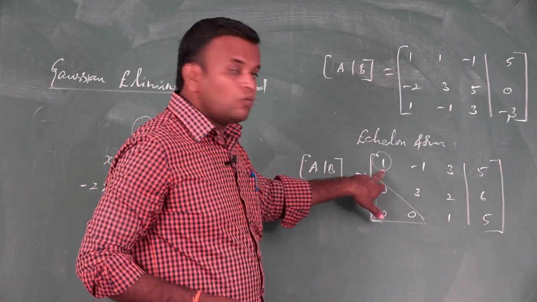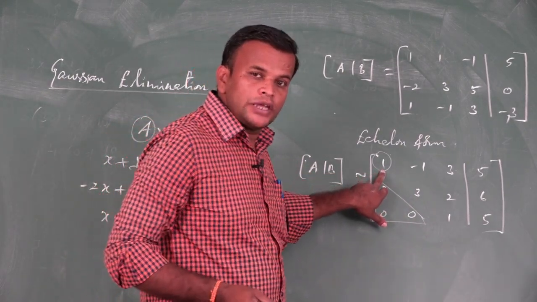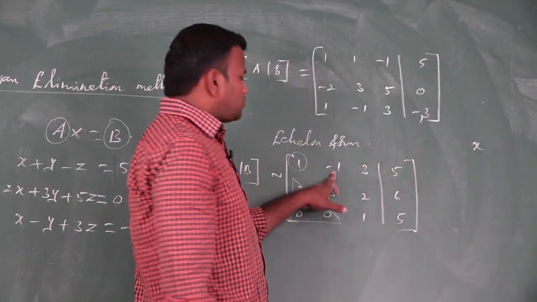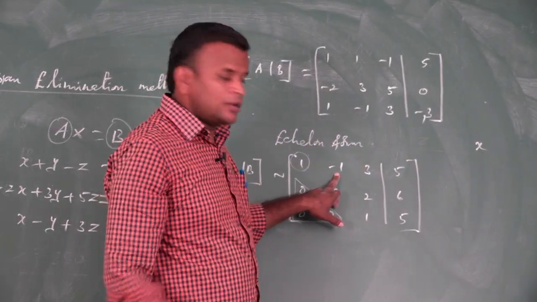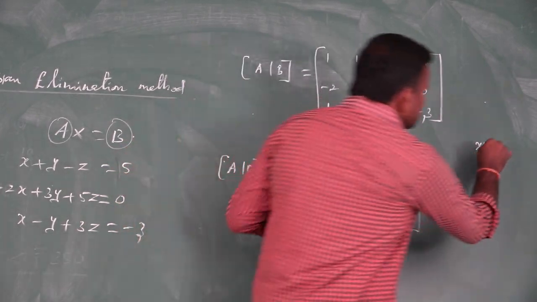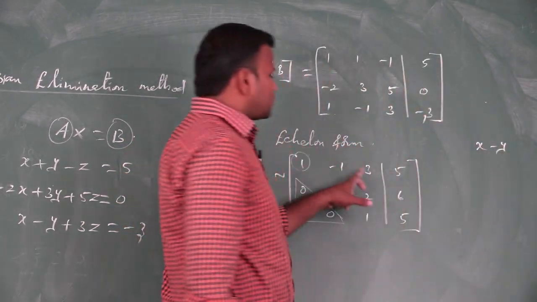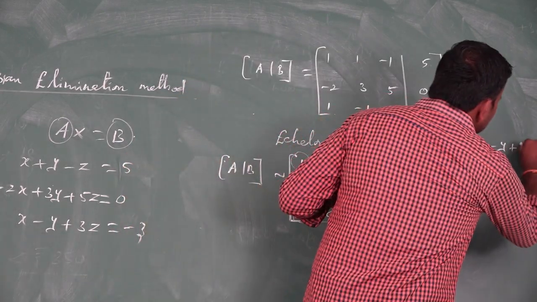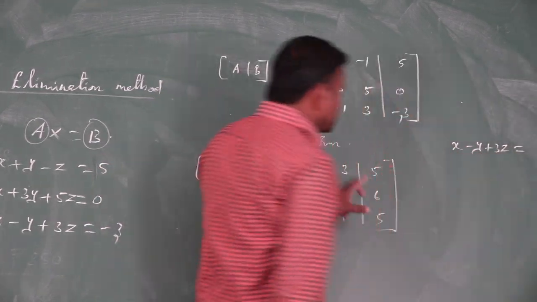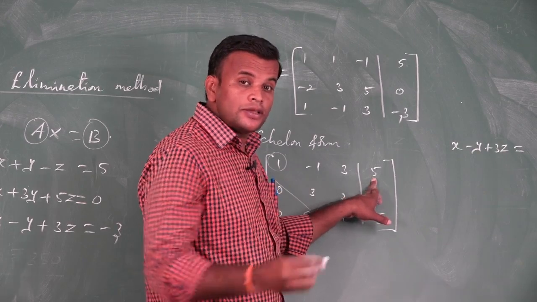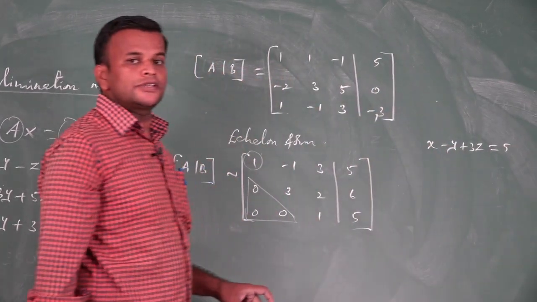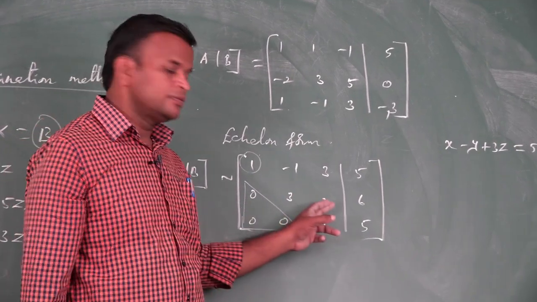What is the value? 1. 1 is the coefficient of x. 1 into x is x. Next, the coefficient of y: minus 1 into y is minus y. Third, the coefficient of z: plus 3z is equal to, where the RHS is the constant value, 5. We framed one equation. And also you see the second one.